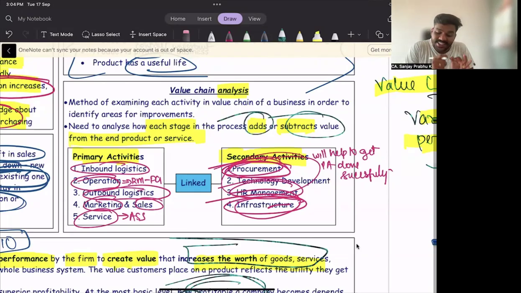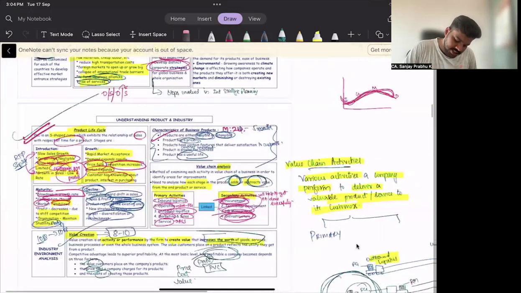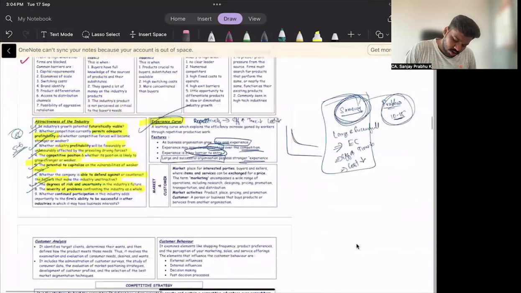So you have to analyze each activity so that you understand how each activity is going to add or subtract value from the end product. This is called value chain analysis. So we are done with this page. We are done with almost this page.